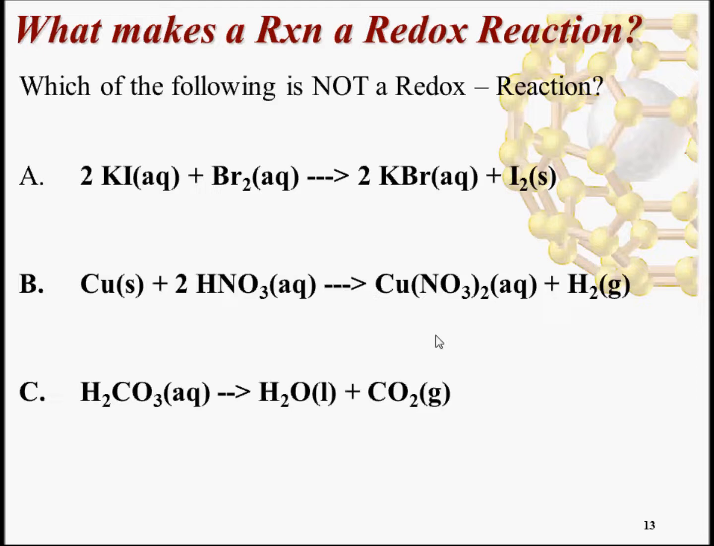If we look at these, in A, let's start with bromine here. To start off with, it's an element, which means it's got a 0 oxidation state, and I can see on the other side it's -1. So we have a change happening there. So A definitely is a redox reaction. I don't have to go any farther than that.